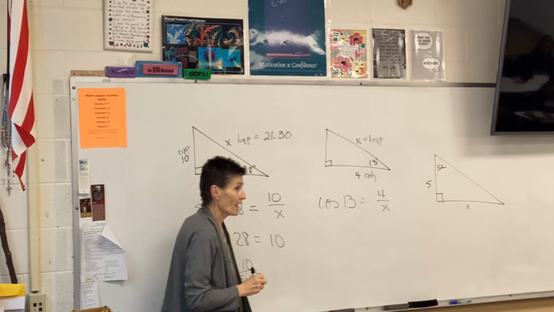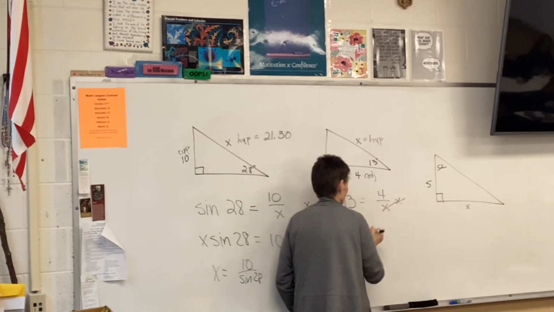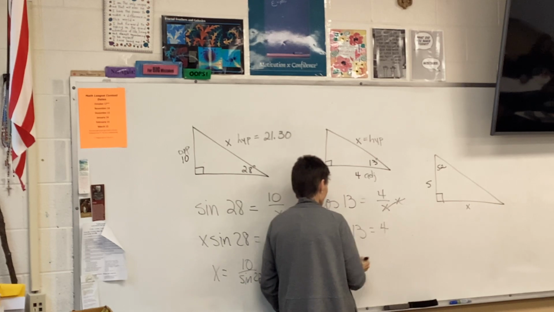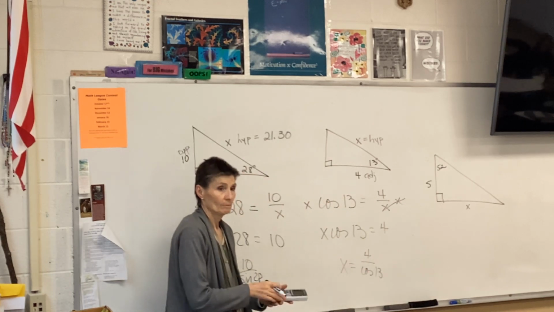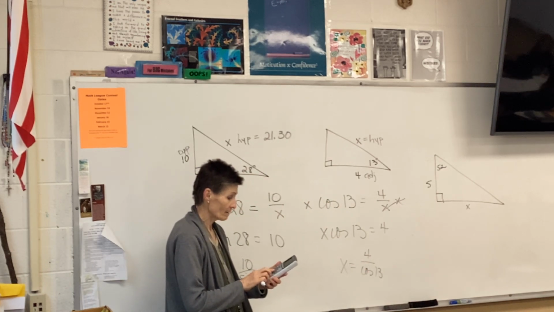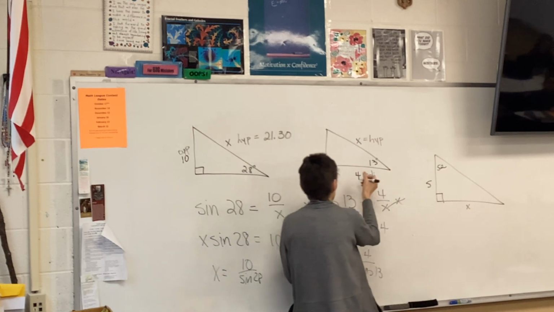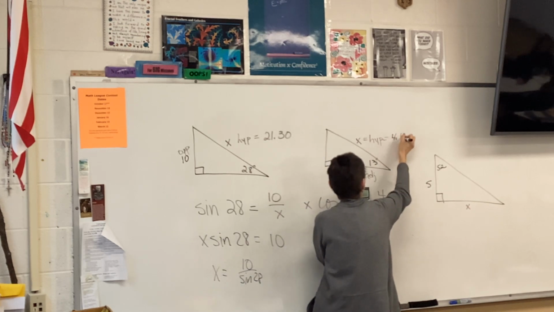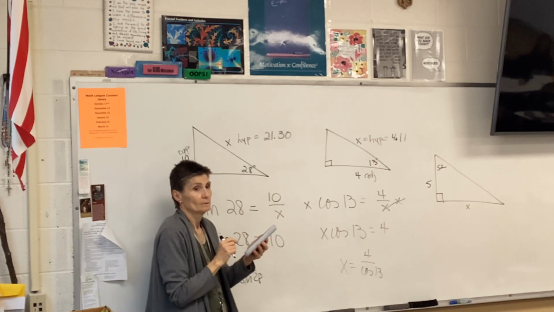So I'm going to solve that by timesing both sides by x, and then dividing. So what are we going to type into our calculator? 4 divided by cosine 13. Oops. And I got 4.11, if I round off to the 100th.